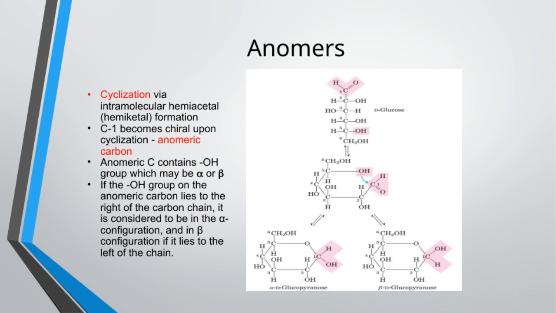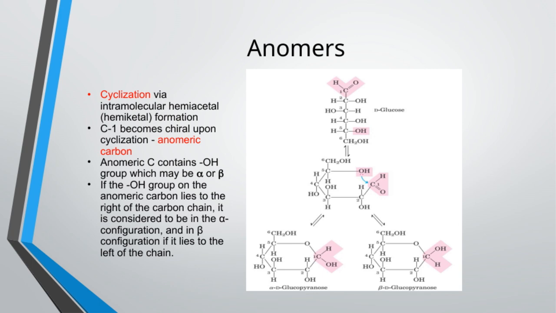If the O group on the anomeric carbon is on the right side of the carbon chain in a Fischer projection, we refer to this as the alpha anomer. Conversely, if it's on the left, it's the beta anomer. Understanding these configurations is important because they influence the properties and reactivity of sugars.